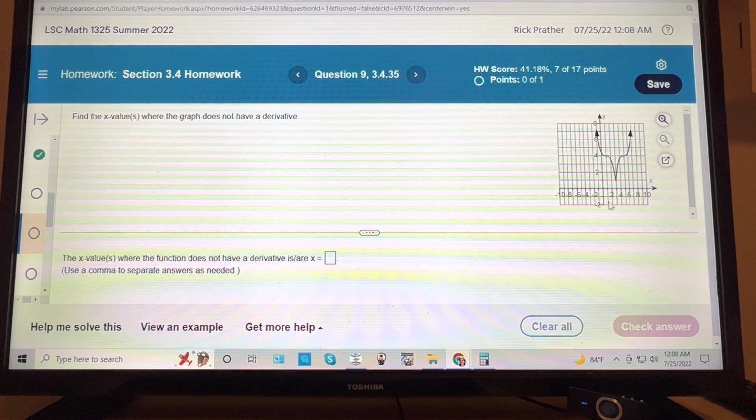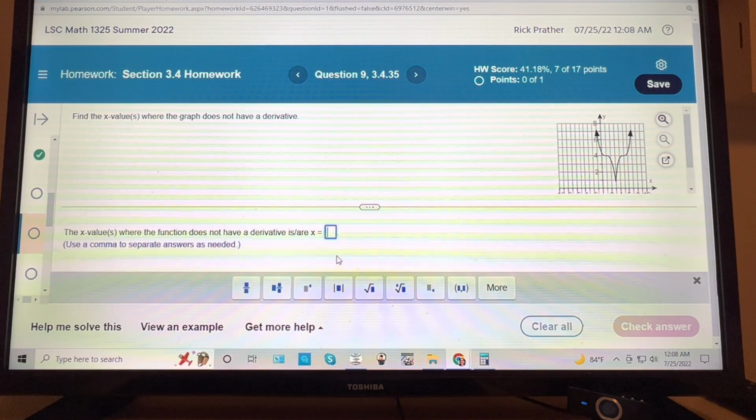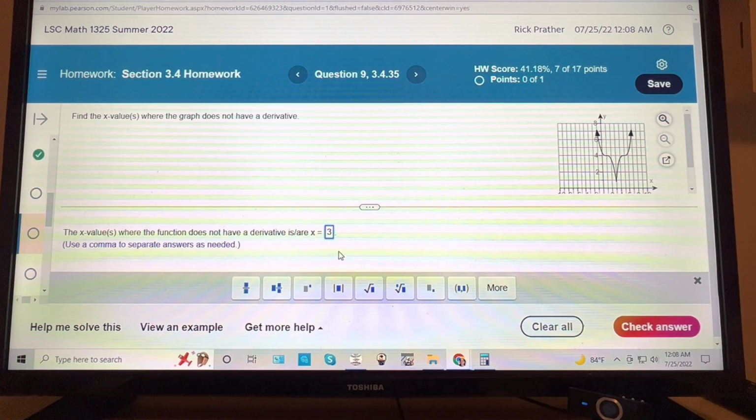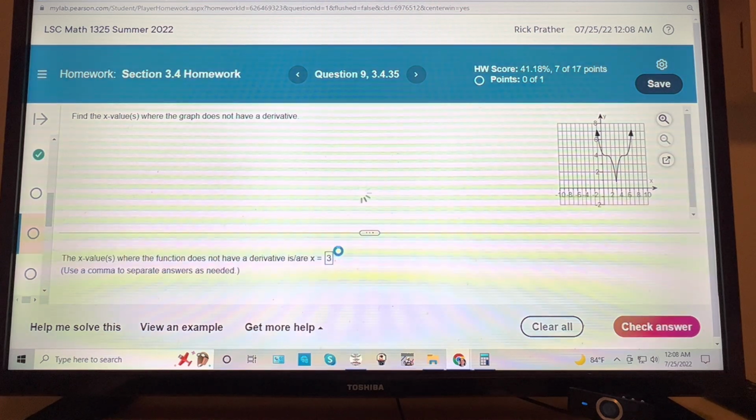So it looks like x equals 3 is the only issue on this one. We don't have any undefined spots like holes in a graph or asymptotes. We don't have vertical spots. So only that corner point is causing a problem.